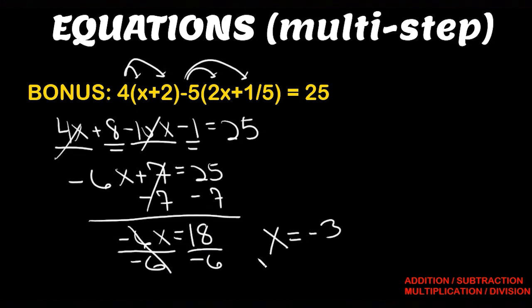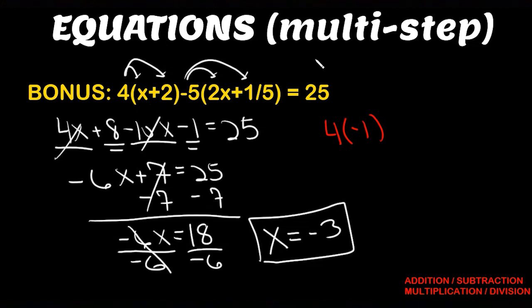All right, so let's go ahead and check it. How do we check it? We're going to plug it right back in wherever we see an x. So let's go ahead and do that. I'm going to write it in a different color. This one we're definitely going to want to write out. So I'm going to have 4 times, and we can do this part in our head. We have a negative 3 plus 2. That gives me negative 1. So I'm just going to put negative 1 here.